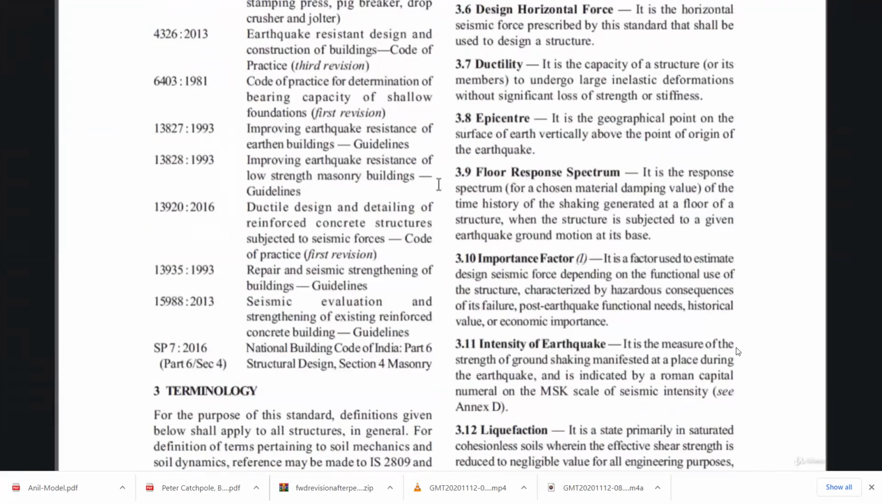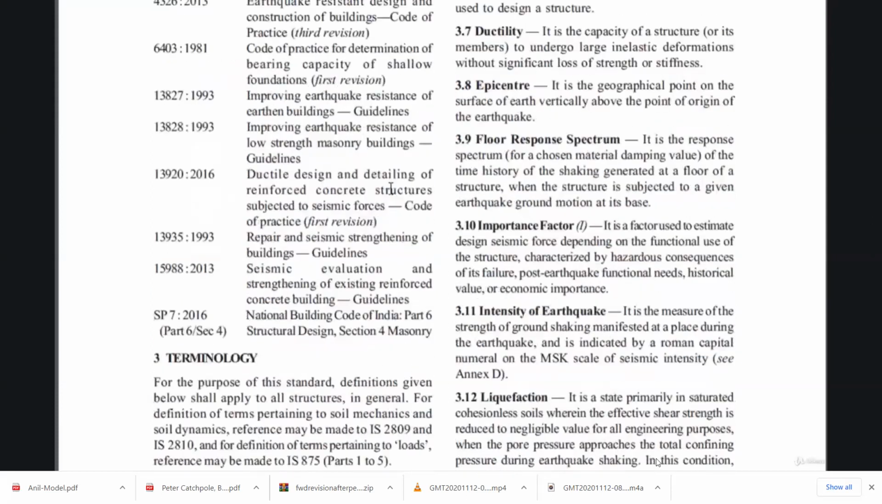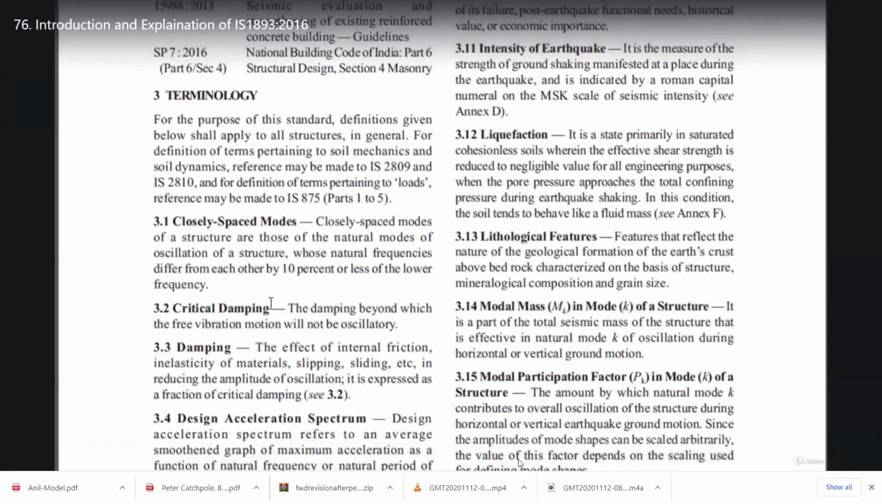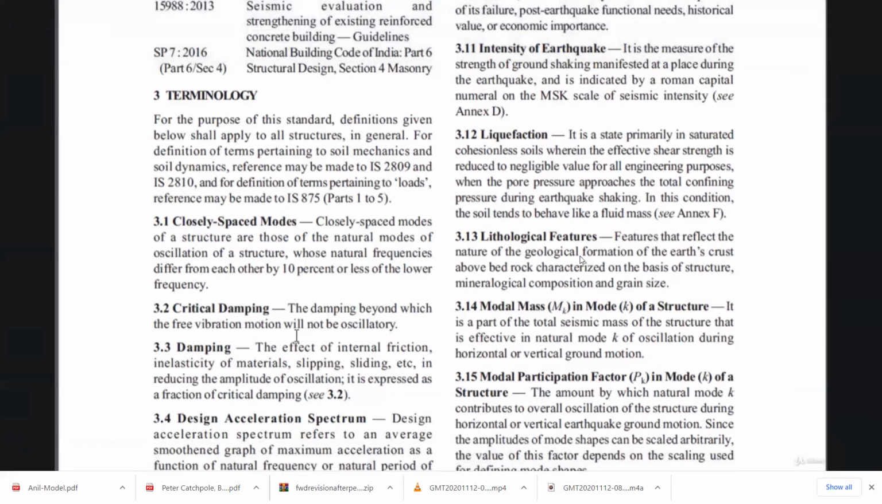So this is the Indian Standard for Earthquake, IS 1893 Part 1, which was released in 2016. In this, first of all, is the definition of closely spaced modes. What is meant by critical damping? That is the damping beyond which free vibration motion will not be oscillatory. Damping, which is a very important parameter, is the effect of internal friction, inelasticity of materials, slipping, sliding, etc. in reducing the amplitude of oscillation.